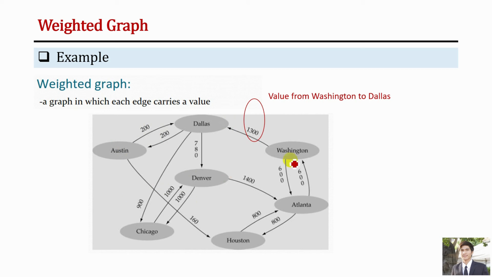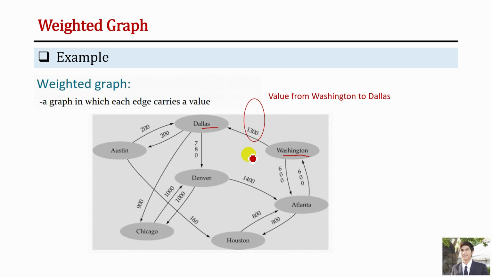For example, from Dallas to Washington here, the distance value is 130. It could be miles or kilometers, depending on our measurement. So we can see that there are many connections from one to another, right? This is one example of the weighted graph, and it is also mainly used in Google Maps.